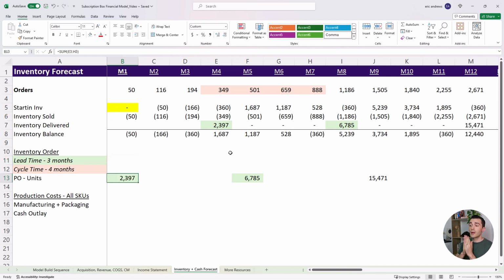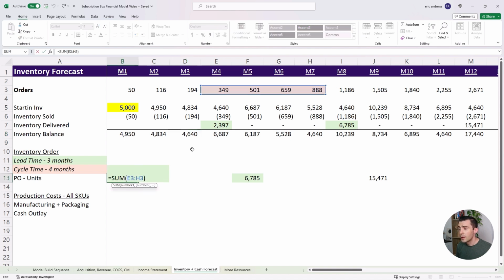Let's think about this. If we need to order inventory today, that inventory won't arrive until 3 months from now. If we order it today, it's going to arrive 1, 2, 3. It's going to arrive in month 4. So inventory arrives 3 months from now, and then we're going to sell through that inventory in 4 months. That's what we're targeting. We want to order enough inventory today so that the inventory that arrives 3 months from now lasts us for 4 months. And let's say that our starting inventory is 5,000. Okay, so we have 5,000.